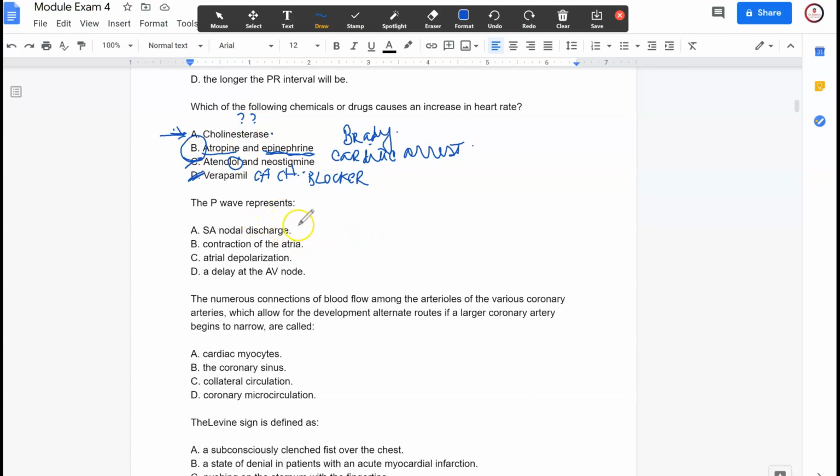The P wave represents... this should have been a dead giveaway. SA nodal discharge, contraction of the atria, atrial depolarization, and delay at the AV node. We don't have the delay, that's your PR interval. Atrial depolarization, contraction of the atria. The EKG doesn't give you mechanical activity, that's your pulse. SA nodal discharge is the beginning of the P wave. Your answer is atrial depolarization.